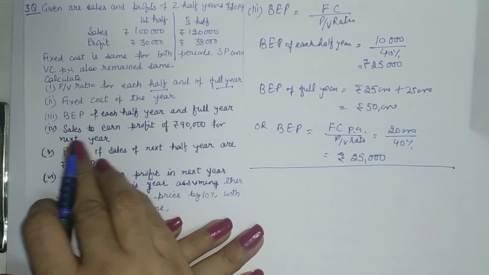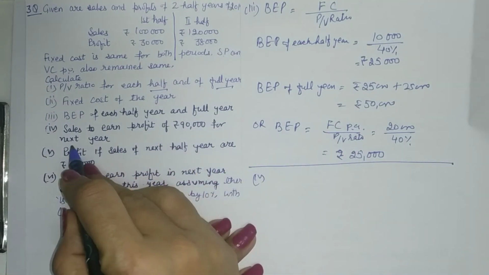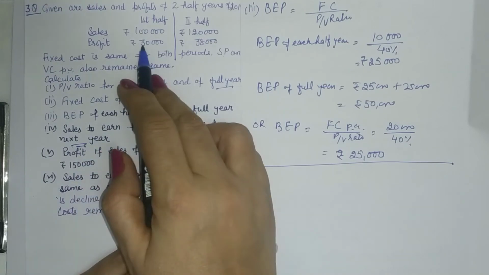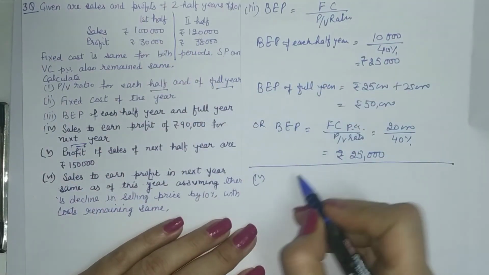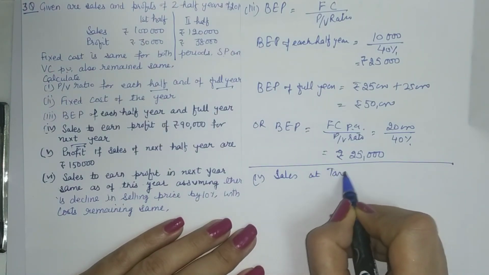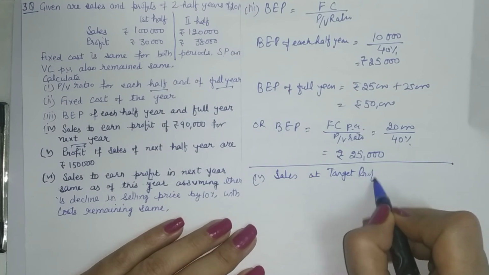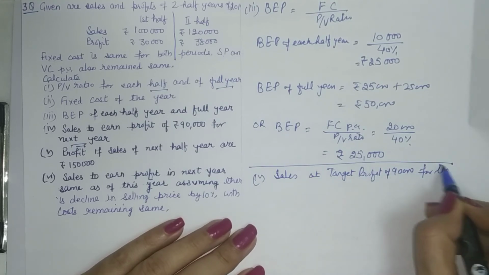Now next is sales to earn profit of 90,000 for next year. It is year. So yearly information. When it is half year, we'll have to see whether we are talking about half year or full year. So we want to know sales at target profit of 90,000 for the next year.